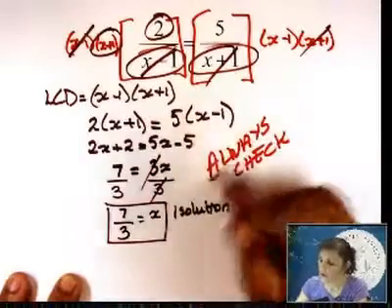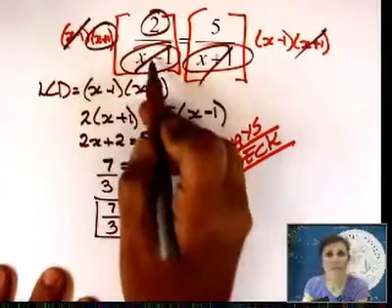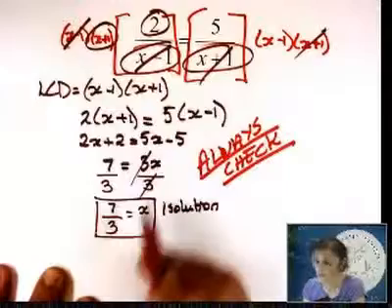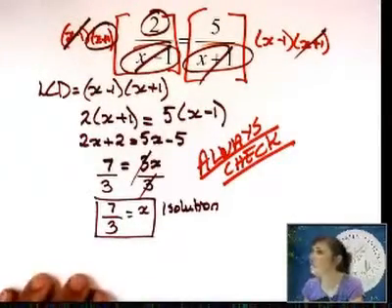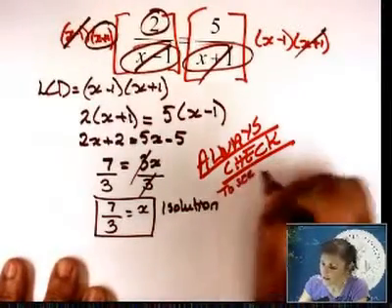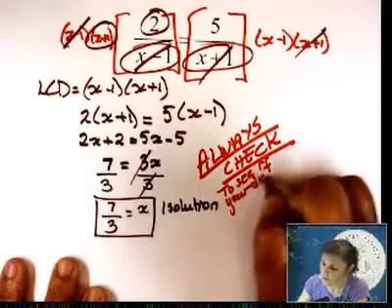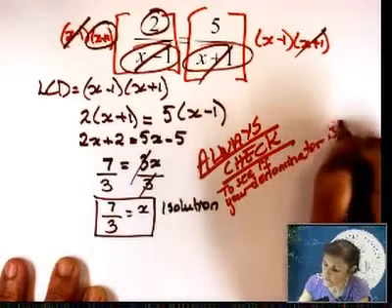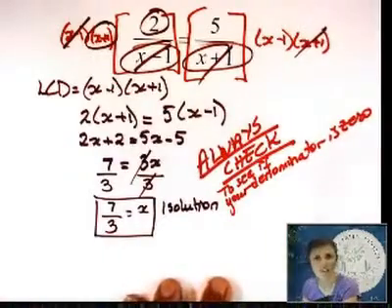In other words, what am I going to always check? Make sure that number doesn't make your denominator 0. If that's the case, that's not a solution anymore, because when you put it in there, it will blow up. Remember, you don't want your denominators to be 0. Always check to see if your denominator is 0. If it is not 0, you're all set. But if it is 0, that solution is not a solution.